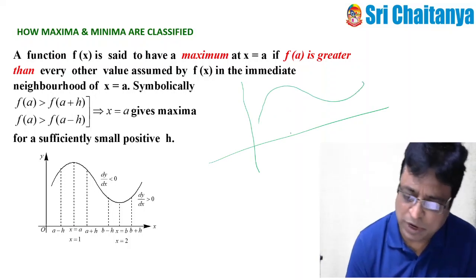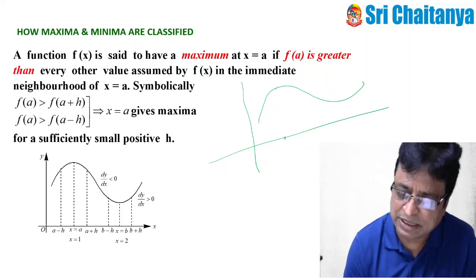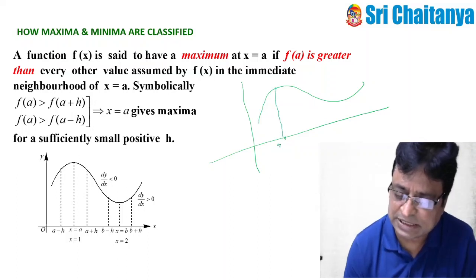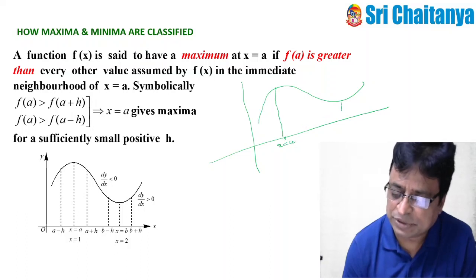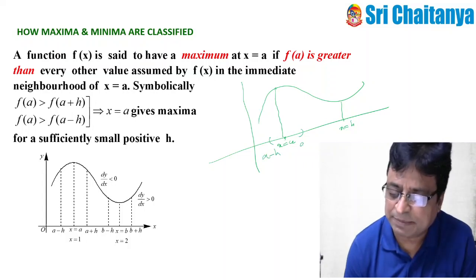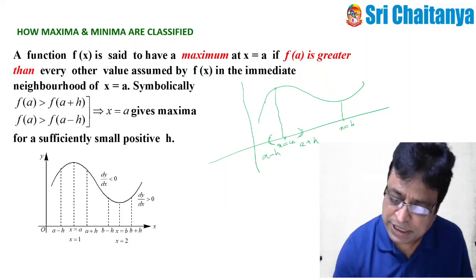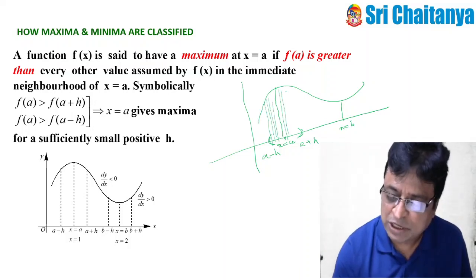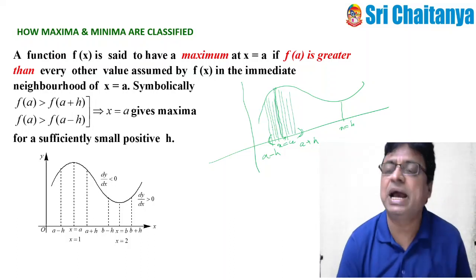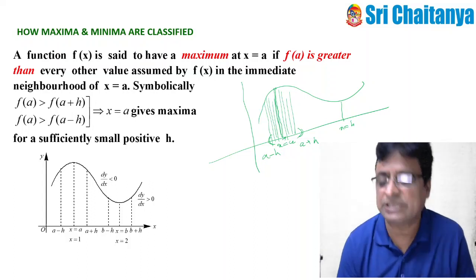At this particular point x is equal to a, this is the corresponding point, and say suppose this is x is equal to b. In the neighborhood of x is equal to a, let it be a minus h and a plus h. This open interval is the neighborhood of a. Among all functional values in the neighborhood, which value is maximum? Only this value is maximum. That's why this is the maximum value of the function at x is equal to a.